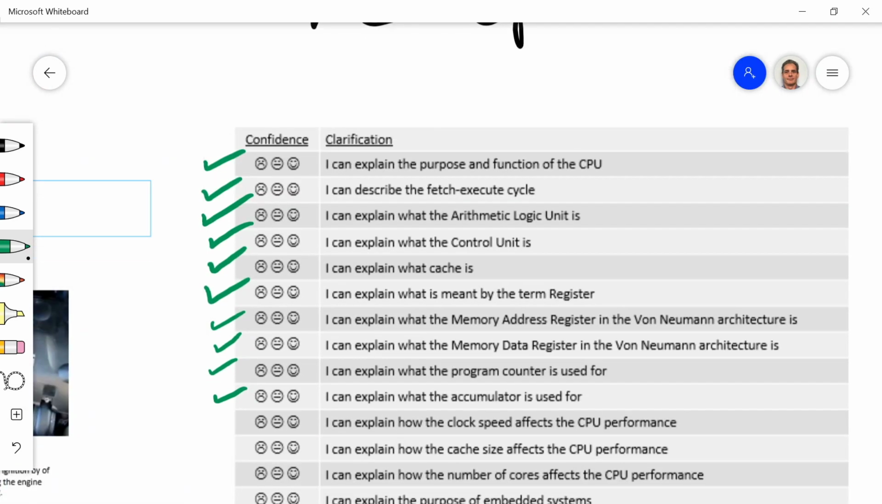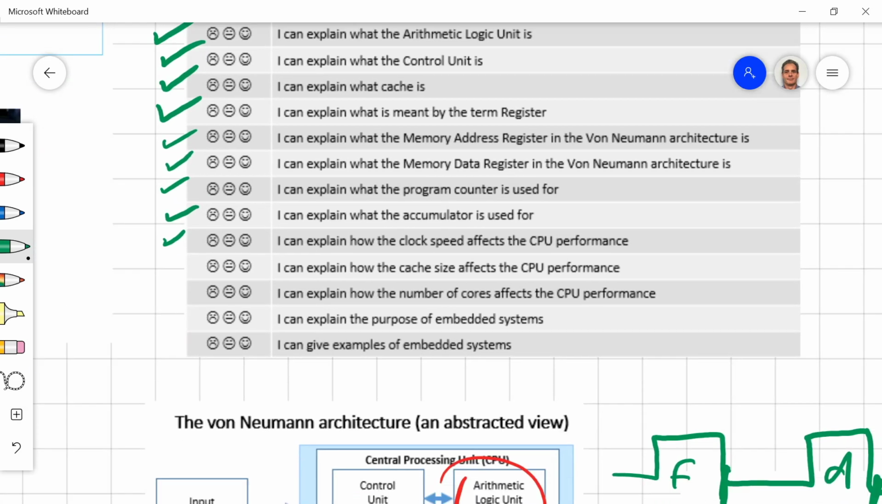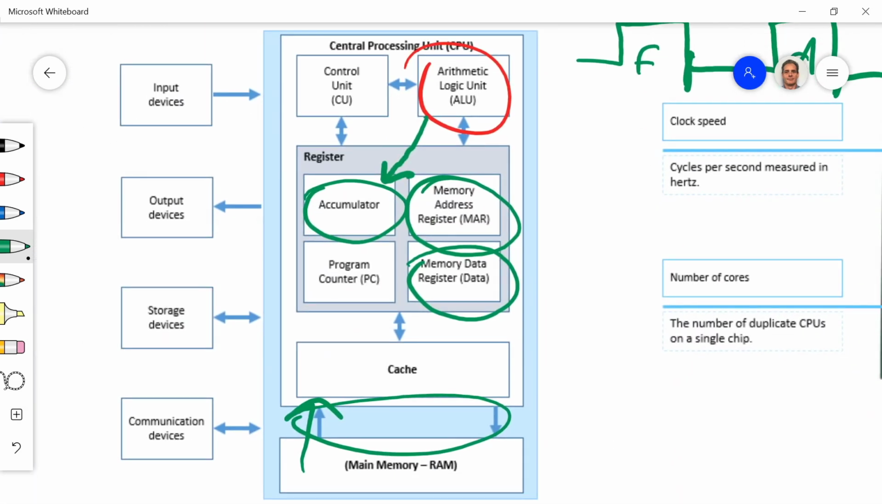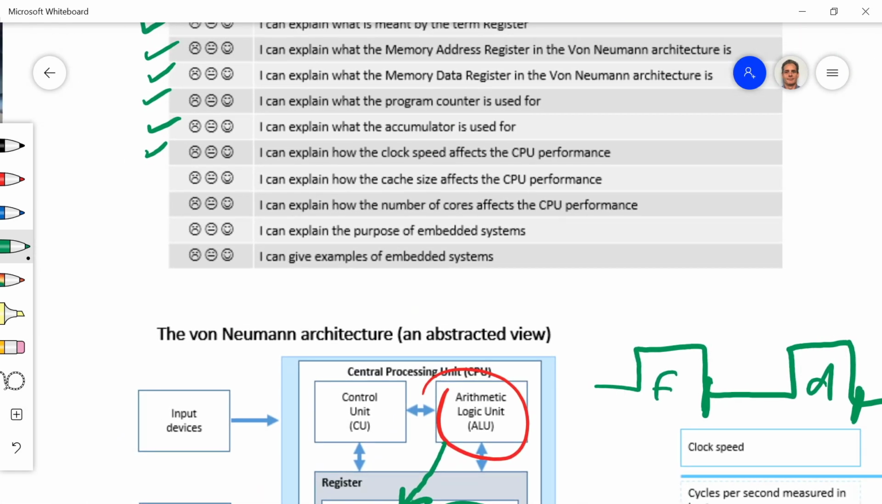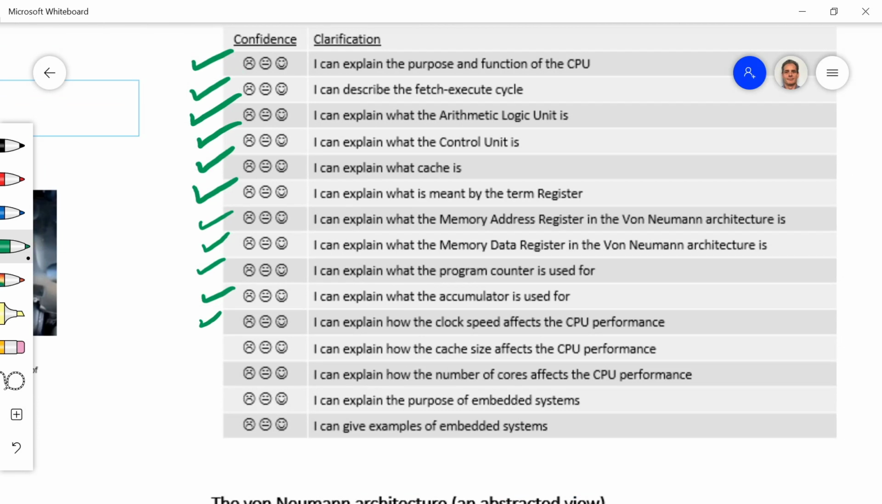What's next? I can explain how the size of the cache affects the CPU performance. Well, we said earlier that the cache holds instructions that might be needed again if they are repeated. Well, the more information we can hold in the cache means that there is less need to go back to the main memory. If we can only hold a few instructions in there, we'll perhaps repeat those, but then we'd need to go get the other newer instructions from main memory. So having a larger cache means that we won't have to keep going back to the memory so often.